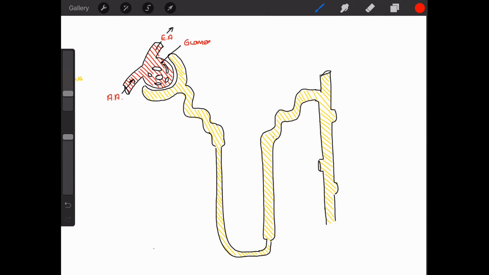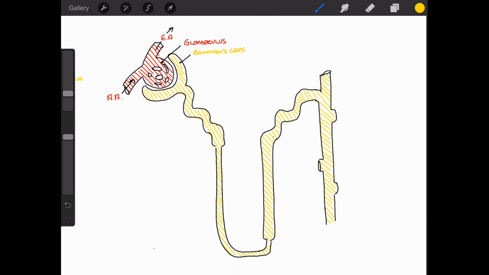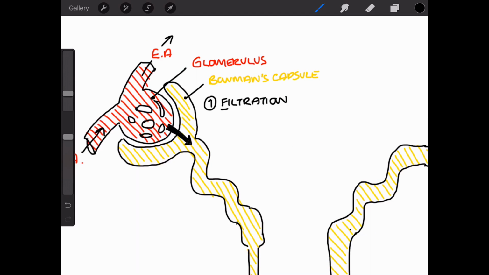Now this structure acts as a kind of sieve in combination with this yellow cup, which is the Bowman's capsule. And when the blood comes into the afferent arteriole, it's at quite high pressure. And so a bunch of the fluid and its constituents passes through this structure, just like a sieve. Some things pass through and some things don't. The main things that don't pass through are blood cells and large proteins, unless there's some kind of pathology. But other than that, a lot of things do pass through.